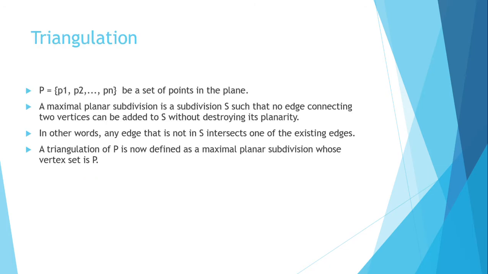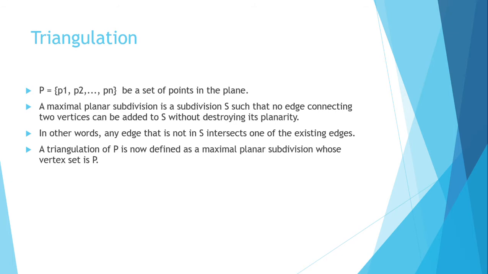First, it is triangulation. What is triangulation? As the name suggests, triangulation is nothing but splitting a polygon into triangles. That is, a polygon can be divided into triangles. This is the basic thing.